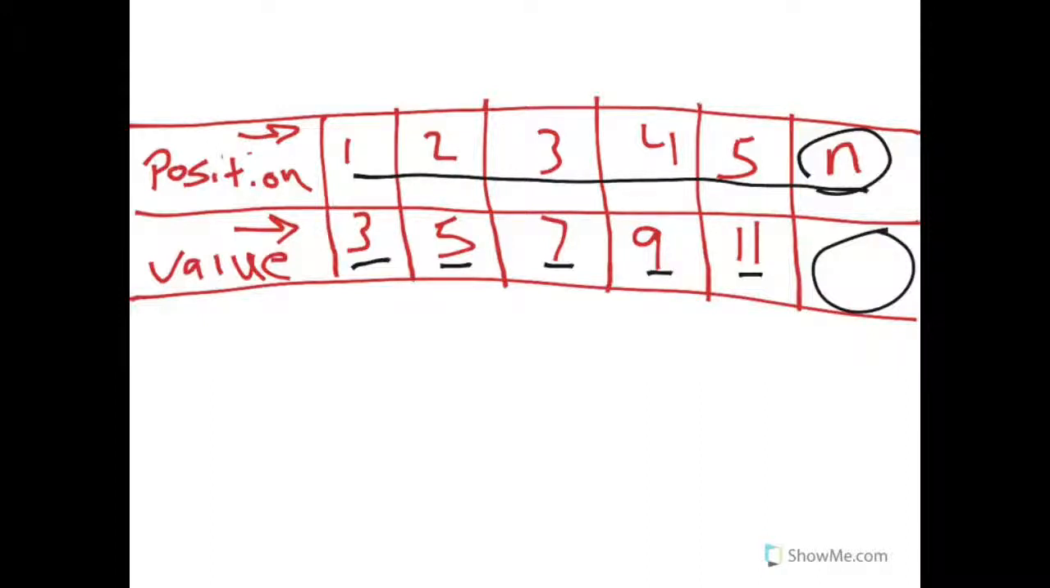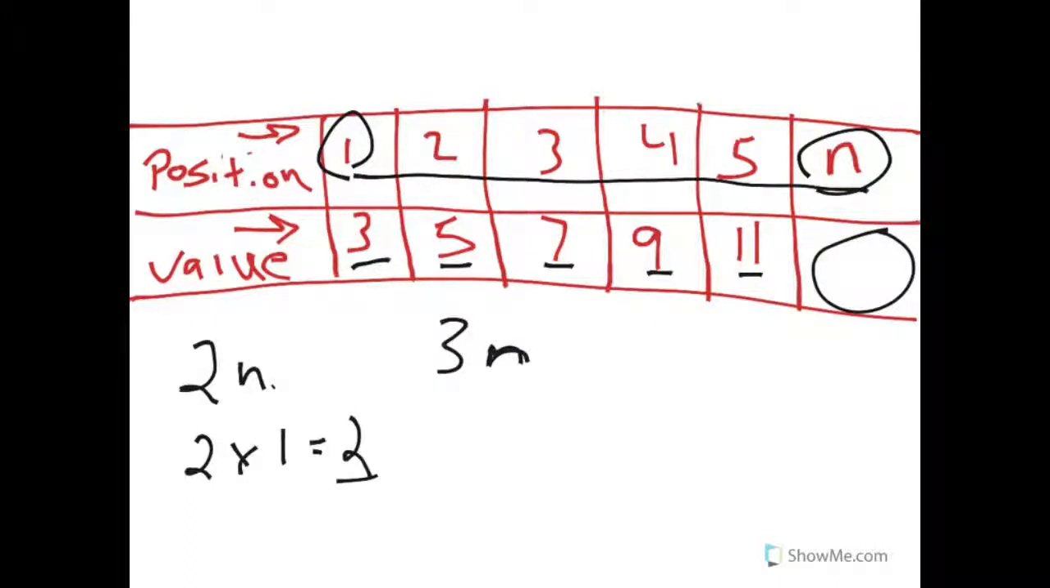Okay, well, if we were going to guess 2n, well, in our first example, if we wanted to use number 1, 2 times 1 gives us 2. So 2n doesn't work. Okay, it just doesn't work. 2 times 1 equals 2, not 3. Okay, let's do 3n. 1 times 3 does equal 3. So that works for our first position.